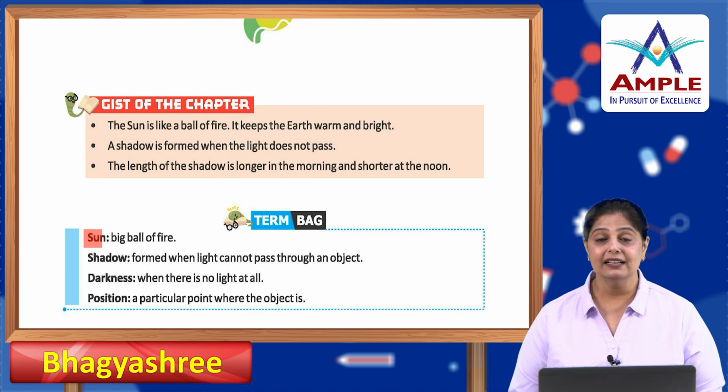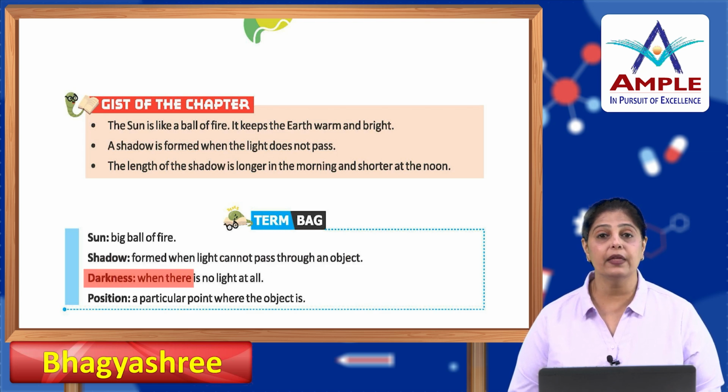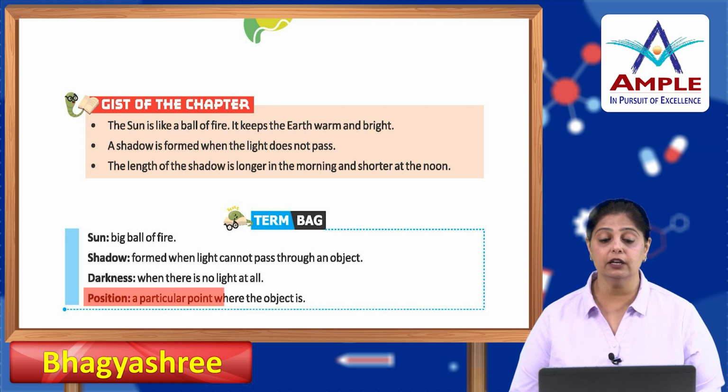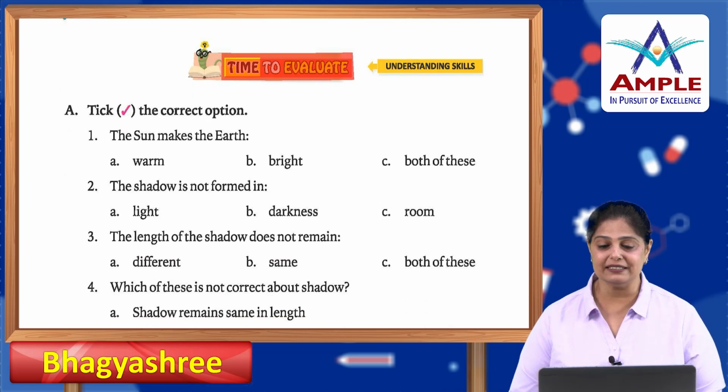So, term back. Sun. What is sun? A big ball of fire. Okay. Shadow. It is formed when light cannot pass through an object. Okay. Darkness is when there is no light at all. Position means a particular point where the object is. That is the position. Alright, now time to evaluate.